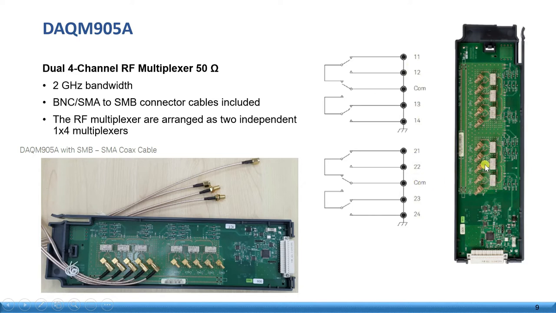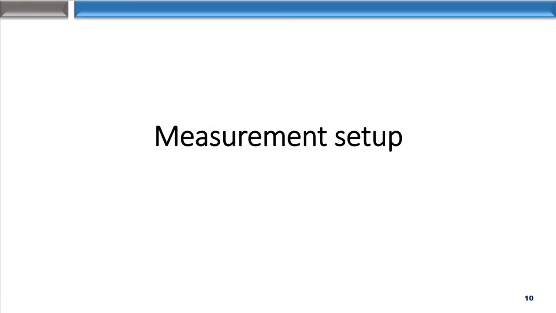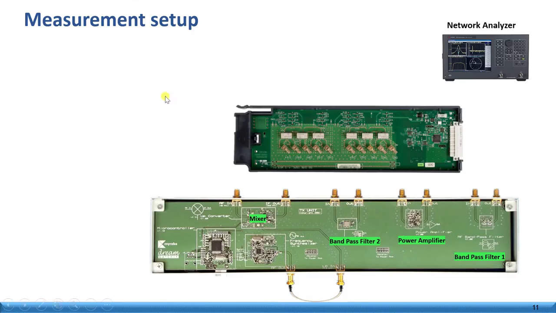That means the middle one here is the COM. Then they will toggle this switch to turn on which channel they want to activate. Okay, I will show you the detail by demo. So the measurement setup. Let me briefly show you the measurement setup.